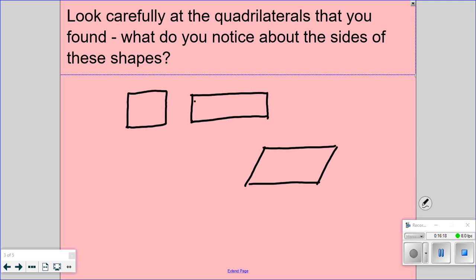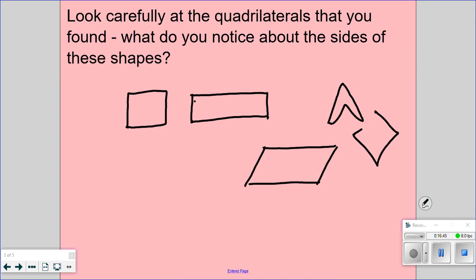Michael, did you find any others? No, but I noticed. Okay, what did you notice? They're all quadrilaterals, but if you look at these shapes, they look a lot different. They do look a lot different. You know what makes them so different? Michael said the shapes that look like this and the shape that looks like this, maybe this is probably better, look a lot different. And that's because they are missing one key thing.